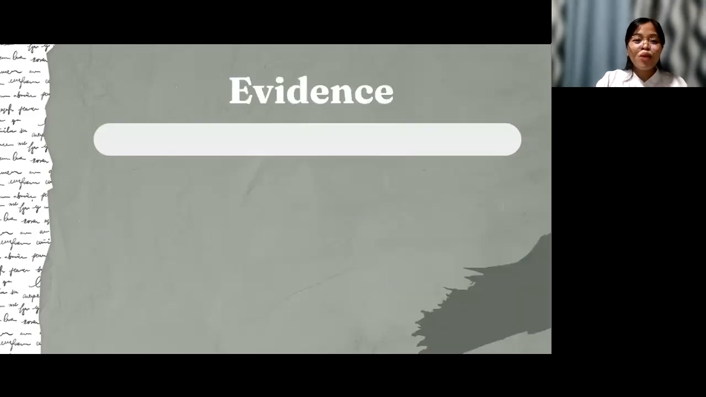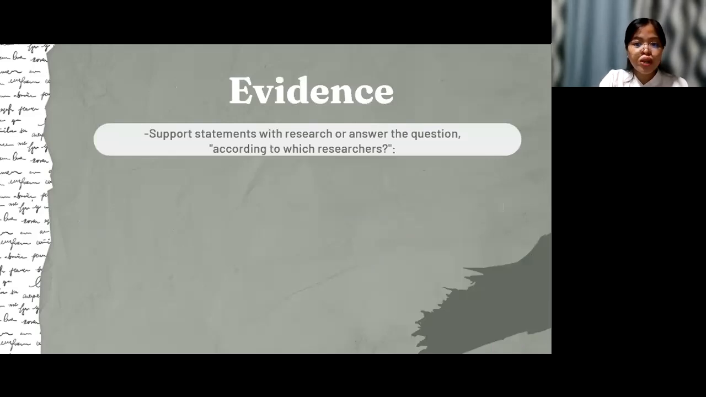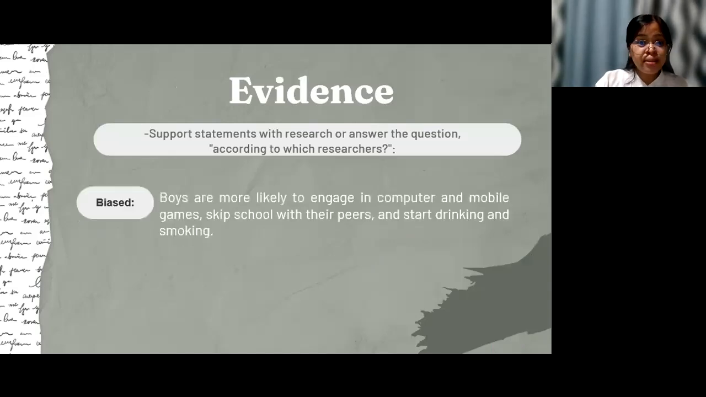All right, now we have the evidence. Support statements with research, or answer the question: according to which researchers, or sino ang researcher niyan? Okay, or who said that? Sino may sabi niyan? Okay, we have here bias.